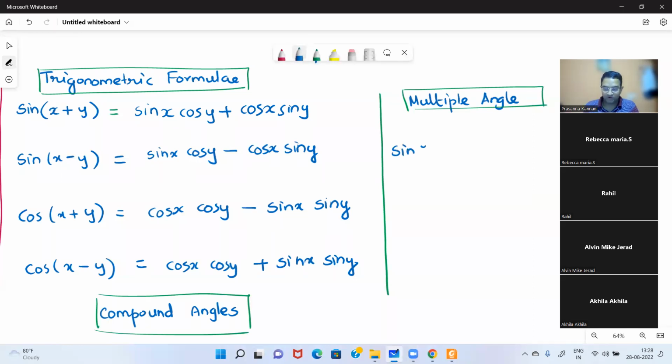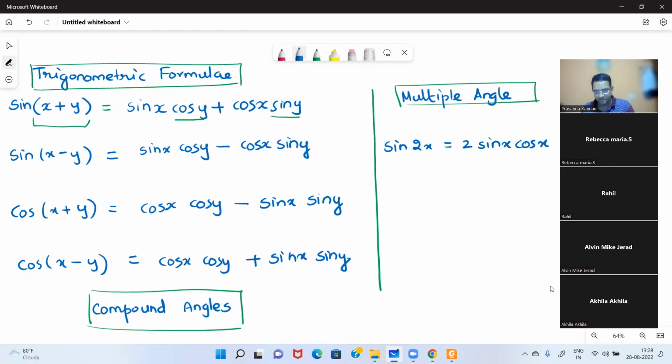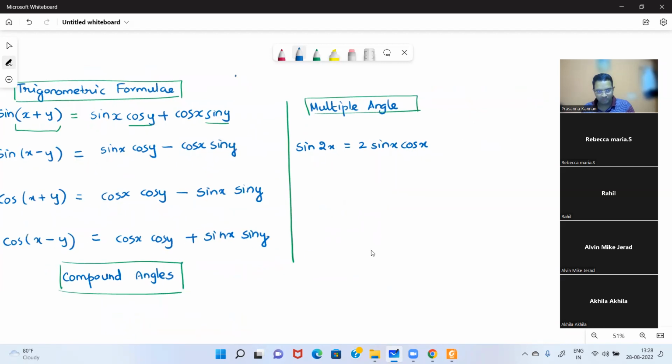Suppose I want to find out what is sin 2x. In this equation, x plus y is there. In place of y, you put x. So what will it become? Sine of x plus x. So what will it be? Sin x cos x plus cos x sin x. So it will be sin x cos x plus sin x cos x. What is it? 2 sin x cos x. So sin 2x is equal to 2 sin x cos x. Important formula.